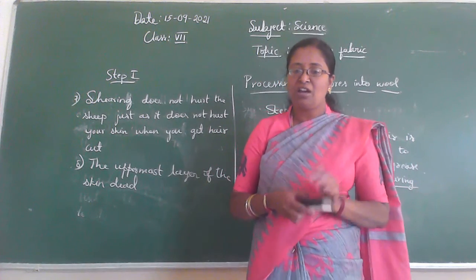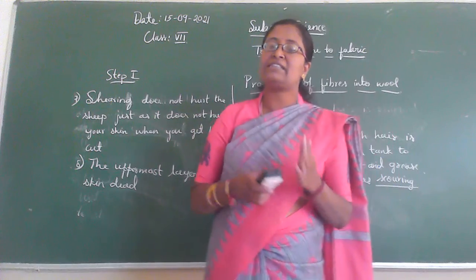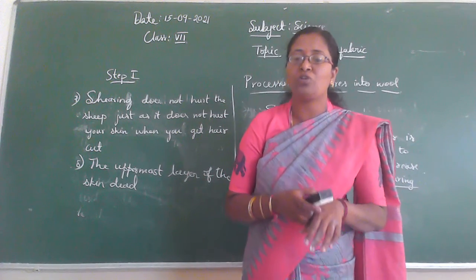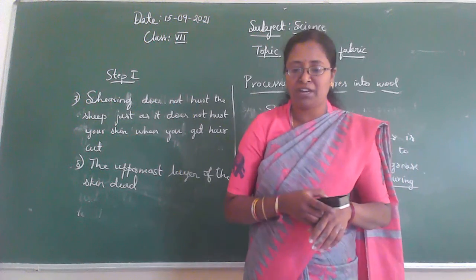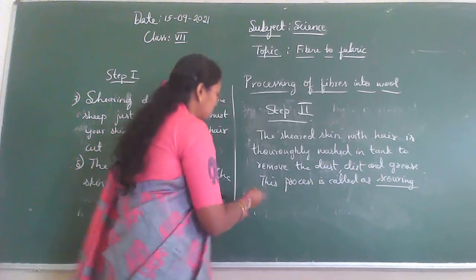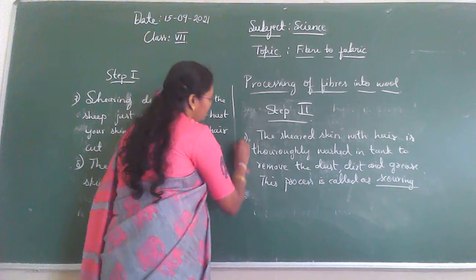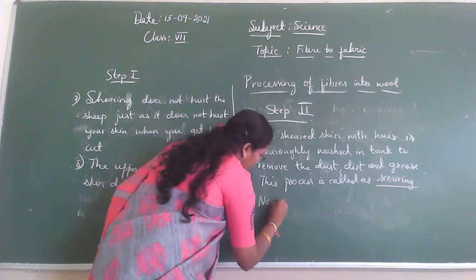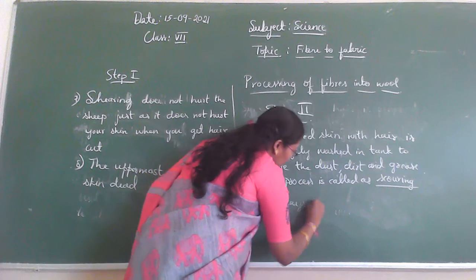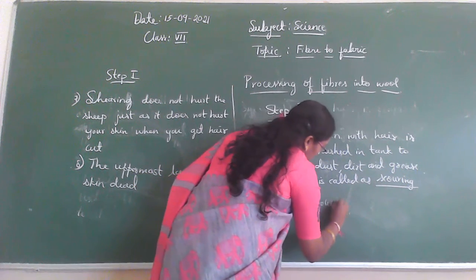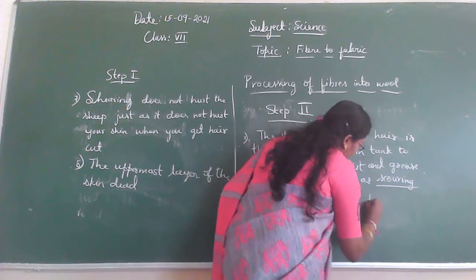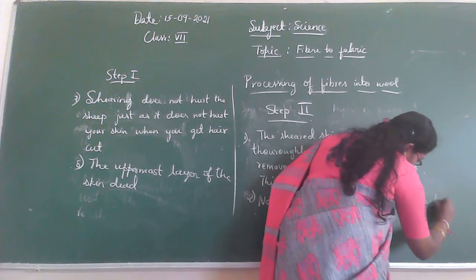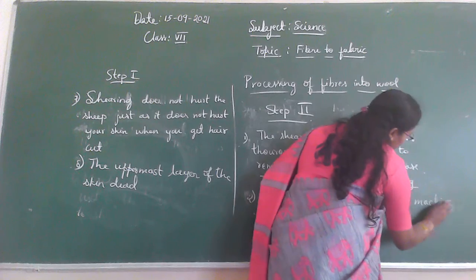Is it, children? Nowadays, scoring is done with the help of machines. Machines are used to do the process called scoring. So nowadays, scoring is done by using machines.